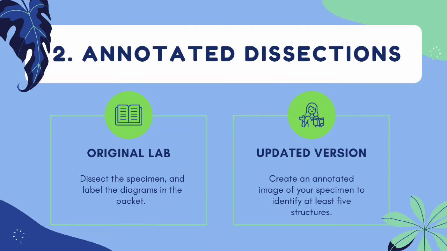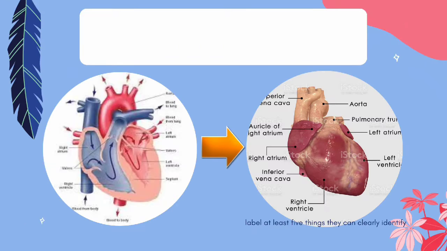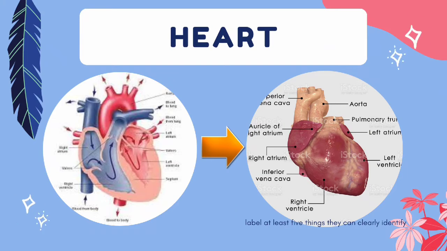The next one is annotated dissection. Original lab: dissect the specimen and label the diagrams in the packet. The updated version: create an annotated image of your specimen to identify at least 5 structures. Instead of labeling a stock photo of a heart with arrows pointing at specific structures, have students take a picture of the specimen on their table and label at least 5 things they can clearly identify, and tell students to be prepared to explain how they know what they are pointing at.